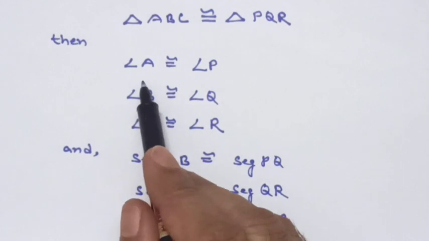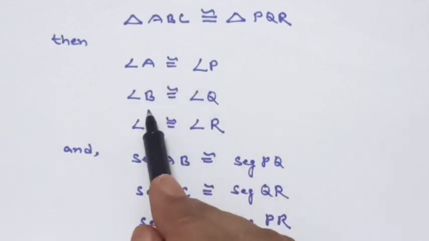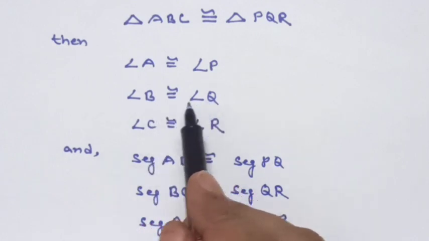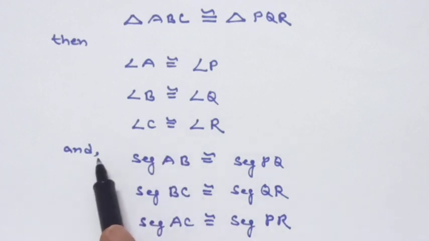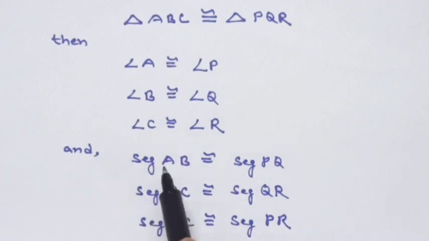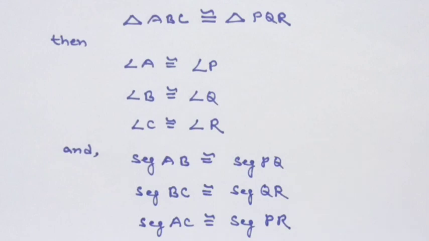Then angle A is congruent to P, B is congruent to Q, C is congruent to R, and all the three sides, that is segment AB is congruent to PQ, segment BC is congruent to QR and segment AC is congruent to PR. That means all those six elements are congruent to other six elements of the other triangle.